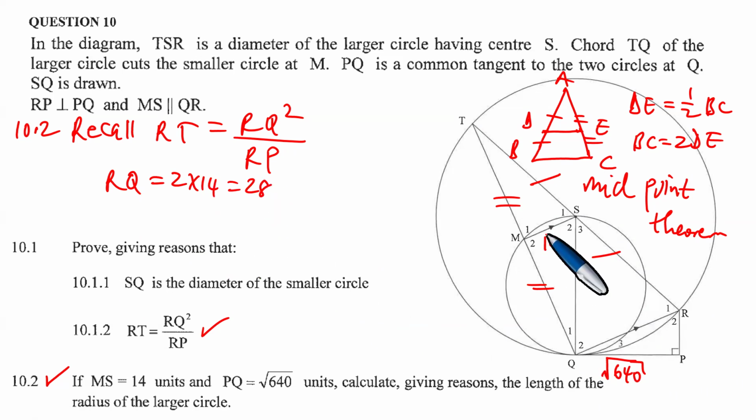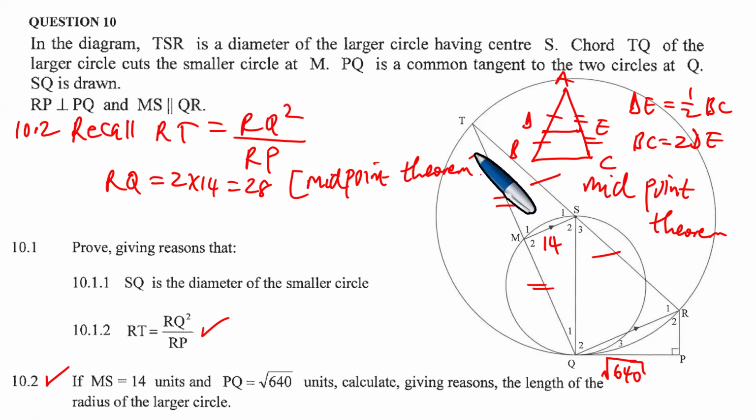It is longer than this one, and using the midpoint theorem from grade 10, in the end, 2 times 14 is 28 units. And we have that this one is 28 units. And the reason for the 28 units, to tell the examiner, is that it is the midpoint theorem.